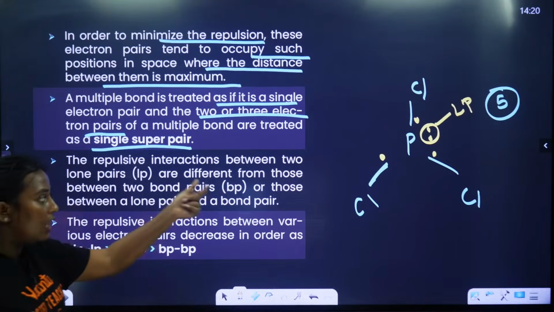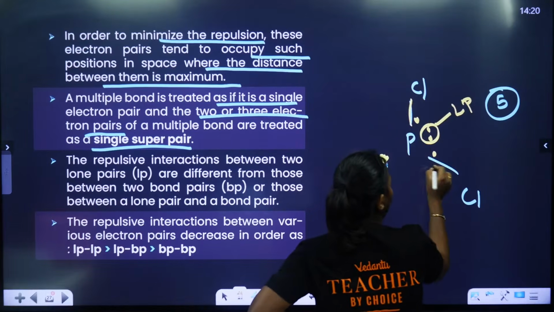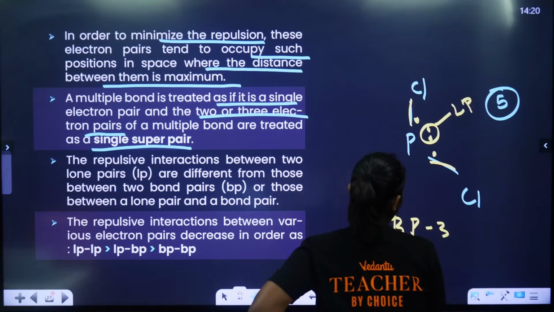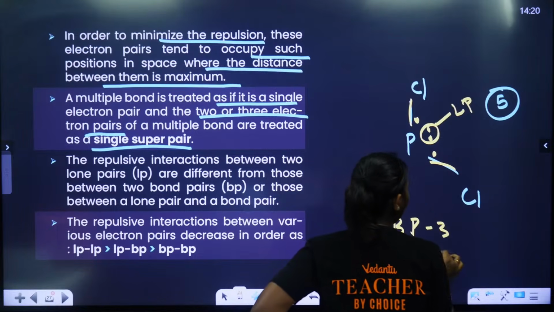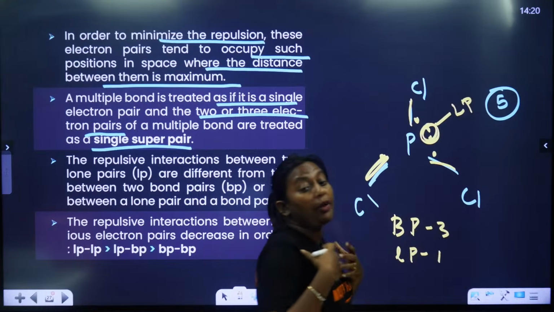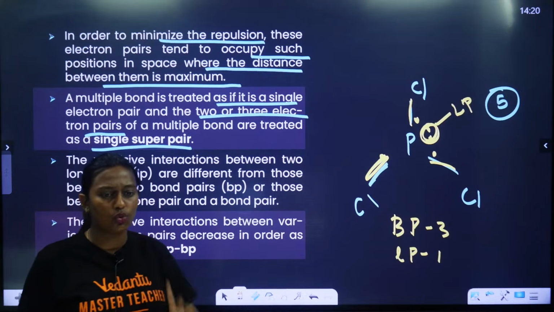I hope it's clear. Now how many bond pairs are there? This is 1, this is 2, and this is 3. So you can write bond pair is 3 and lone pair is 1, because 1 pair is there. Pair means 2 electrons.